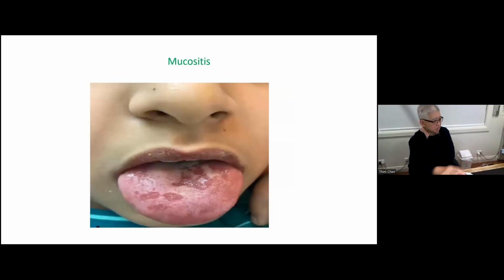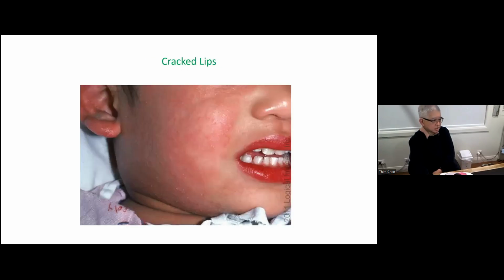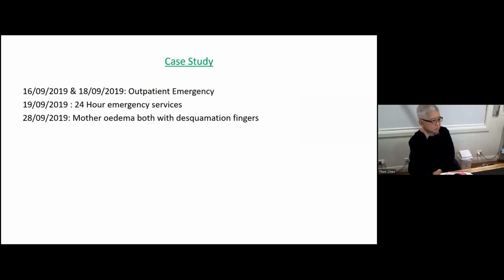You can see the cracked lips and the mucositis. The tongue, this is typical strawberry, but strawberry tongue can also be seen in scarlet fever. So she had mucositis, cracked lips, and this is another mucositis involvement as well.